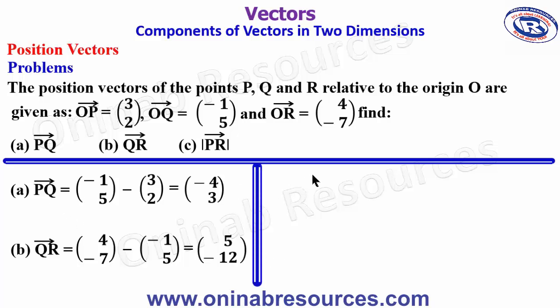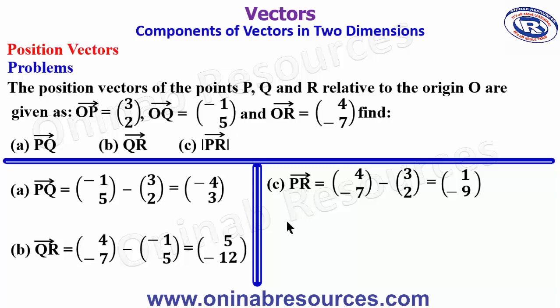Then we go for the C. For C, we are going to find the vector PR first before we find the magnitude. So we said it is the position vector of R minus that of P, and the position vector of R is (4, -7), then minus that of P, which is (3, 2). So in our solution now, 4 minus 3 will give us 1, and negative 7 minus 2 gives negative 9. And that's all for the vector PR.